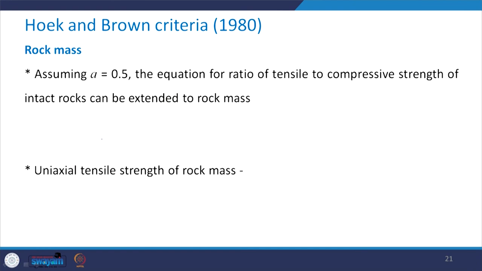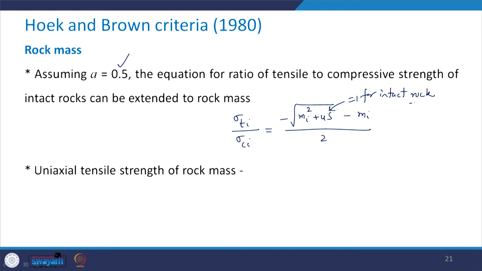Then assuming a is equal to 0.5, let us try to find out the equation for the ratio of tensile to compressive strength of the rock mass. So first let us try to see what was that equation for the intact rock. So this was sigma ti divided by sigma ci was equal to minus square root of (mi square plus 4s) minus mi, divided by 2. This was for the intact rock, and obviously this s would be equal to 1 for the intact rock. But right now I am not substituting it equal to 1, because I want to extend this expression in case of the rock mass.